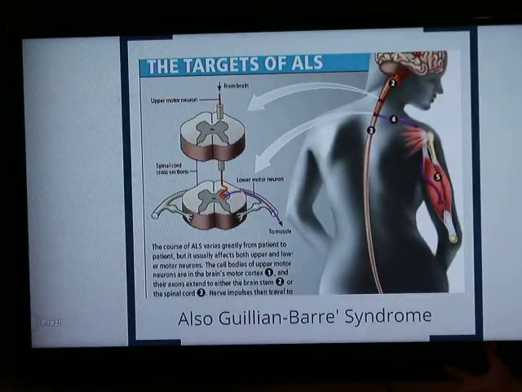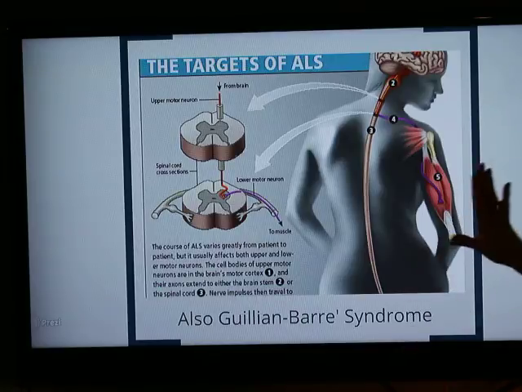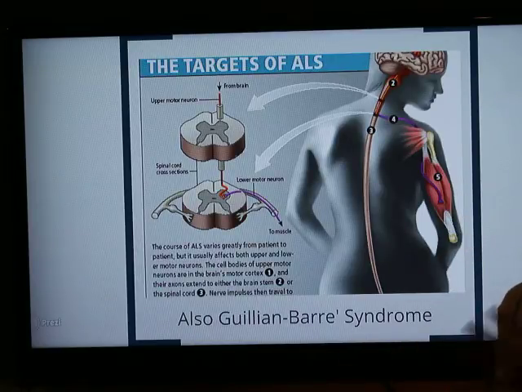Okay, so now the next thing is Guillain-Barré. So I'll talk about Guillain-Barré first because your book talks about Guillain-Barré.